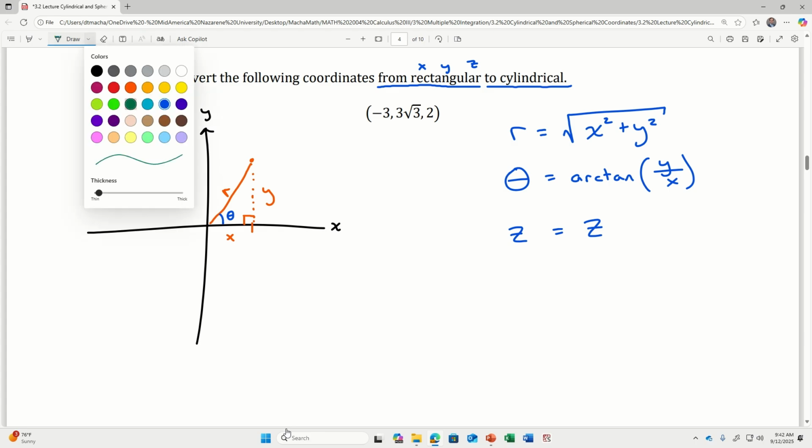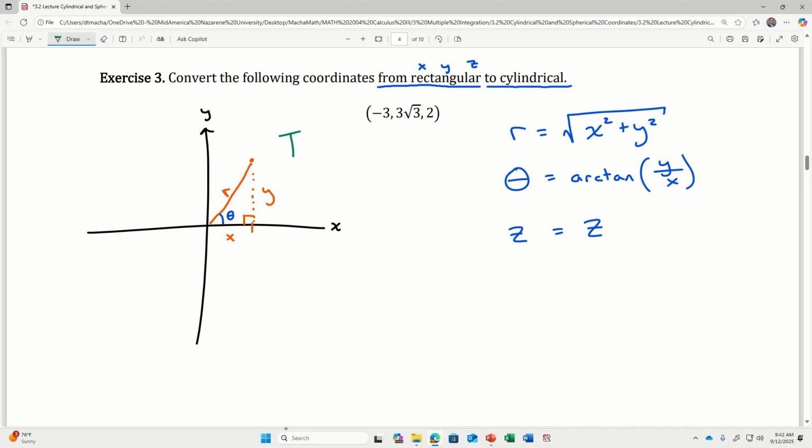Yeah, it's not on the right side. The right side is good. Arctangent works really well for the right side. But the problem with the left side of the plane is arctangent will never tell you an angle on the left side of the plane. So if your point is actually in the left side of the plane, then you have to add pi.